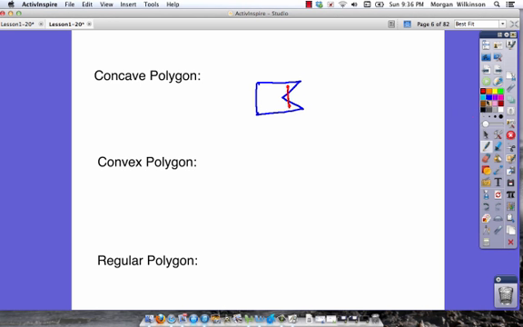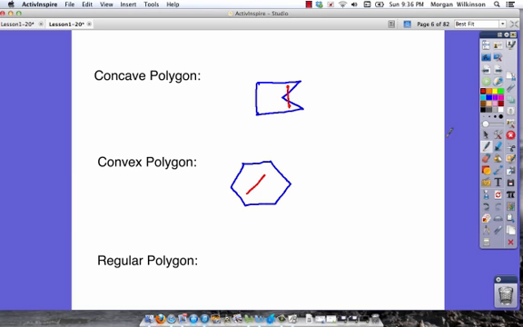Now a convex polygon is just the opposite. If we have a convex polygon, it has no cave. Okay, so convex, if we take 2 points, we can never get a segment between those 2 points to fall outside of our straight lines within our polygon. So that's the difference between concave and convex.